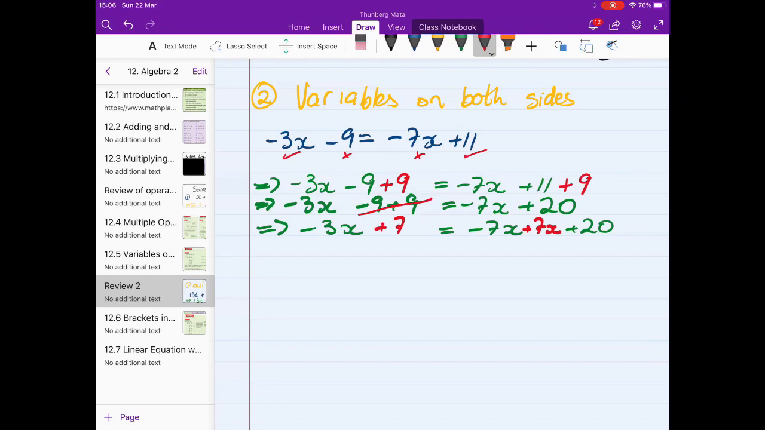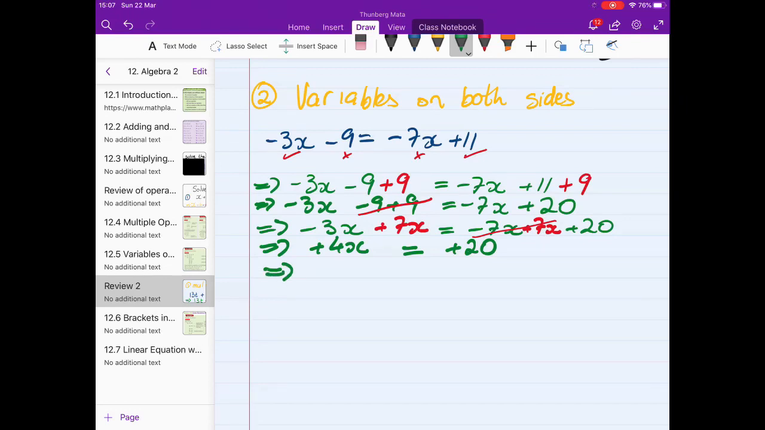And if I add that to the right-hand side, it will also have to be added to the left-hand side of the equation. So next I will have minus 3x plus 7x. So I have 7 positives and I have 3 negatives. So that means I'll have 7 and I'll have to take 3 away. So I'll be left with plus 4x is equal to... well, minus 7x plus 7x, they'll cancel each other out, and then I'll be left with plus 20.